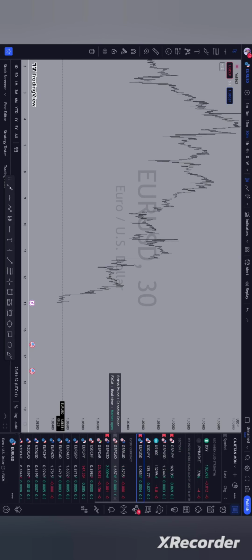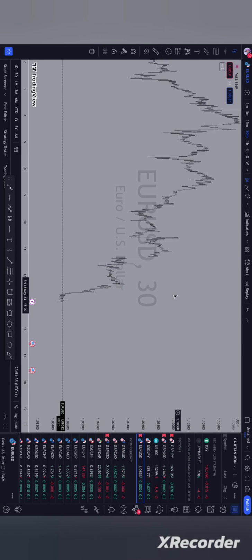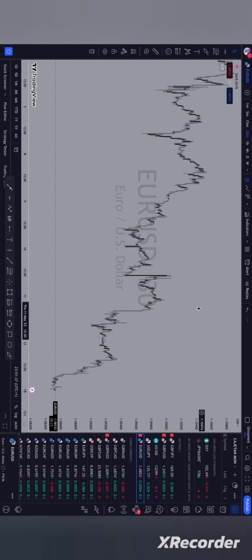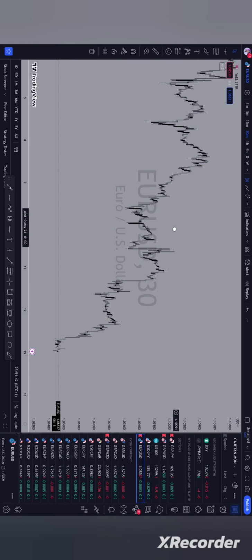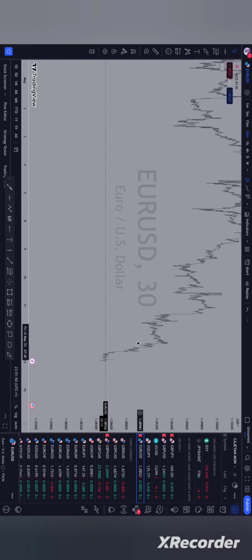Okay, traders, we're back on the charts here, and we're currently looking at the chart EUR/USD with nothing drawn on it. It's just an empty chart, on a 30-minute time frame. So all I'll do is put in psychological levels, and I'll start from down to up.